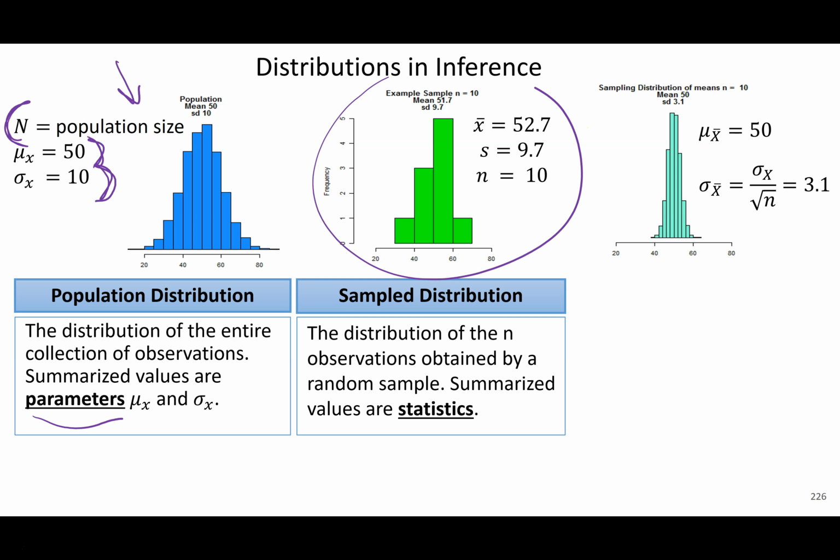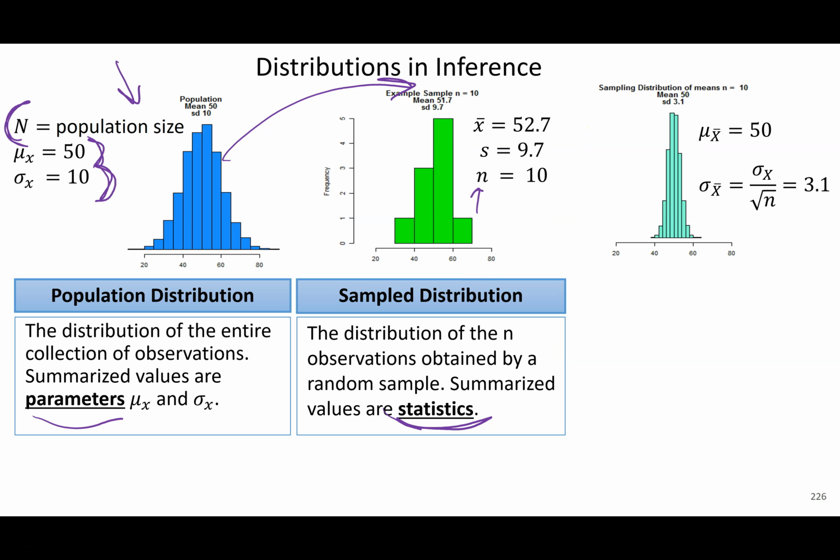Then, this is where I took just one sample of 10. So I took one sample of 10 from this population, and I get a sample mean. So in this sample of 10, so little n because it's a sample, I get a mean of 52.7, a standard deviation of 9.7. The numbers described here are statistics because they're about a sample. So statistics describe attributes of a sample. It could be the mean, standard deviation, and so on.